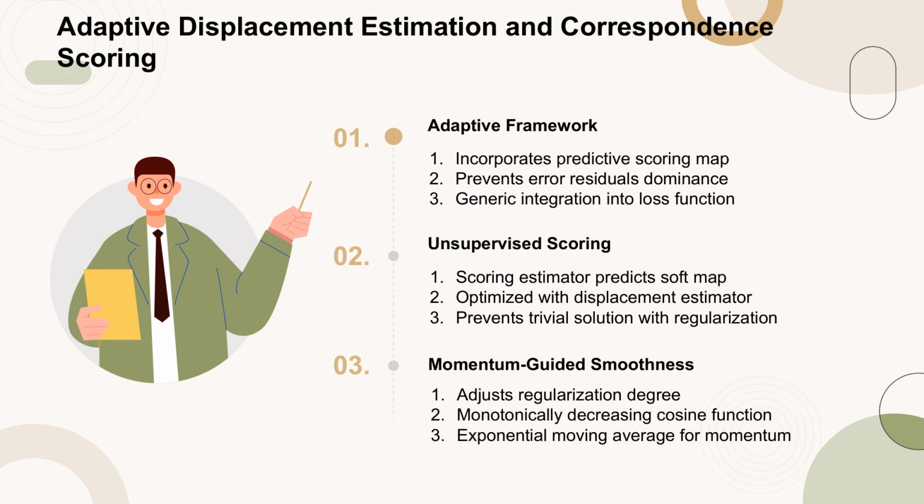Additionally, a momentum-guided adaptive smoothness regularization is introduced to adjust the degree of regularization based on the training dynamics, using an exponential moving average to compute the momentum of residuals, which guides the diffusion regularizer.